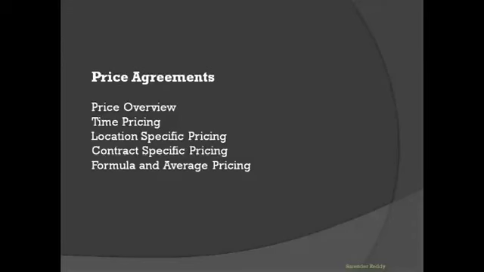So based on the location, the price may vary. Even oil products also. Check the price of petrol in Bangalore and Hyderabad. Those are not the same. There is a slight variation, at least in rupees. 1 rupee, 2 rupee variation is there. Why? Because based on the location, based on the tax, location tax, and contract specific pricing.